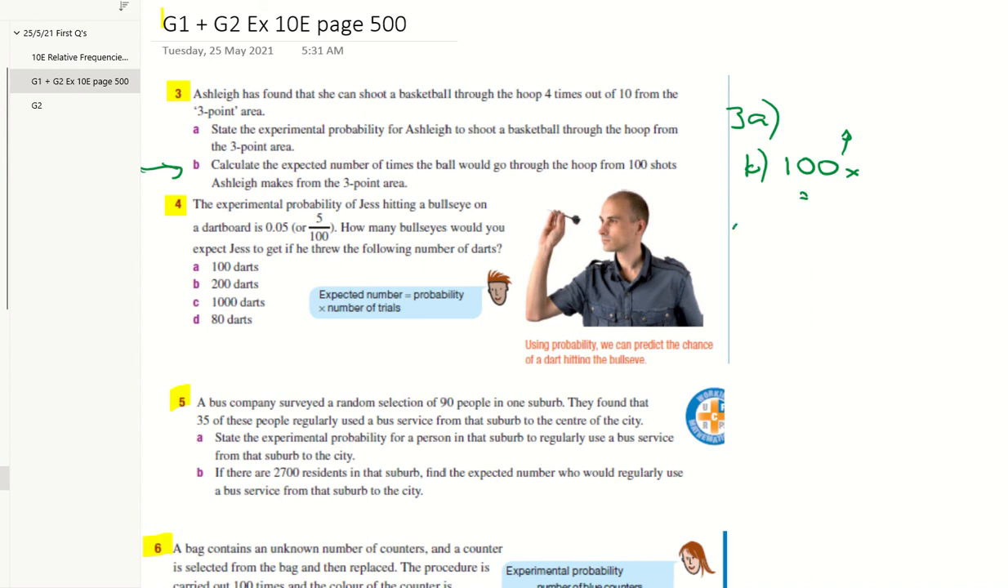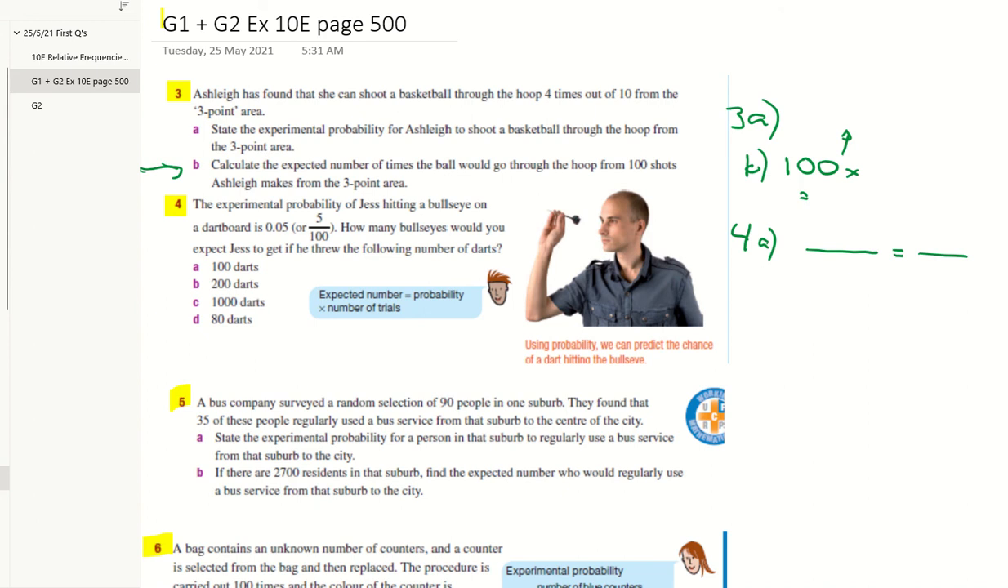Okay, so the next question, 4. What it's asking you to do, it's saying the experimental probability of Jess hitting a bullseye on a dartboard is 5 for every 100 times she throws it. So put that down as a fraction, 5 out of 100. Put your 100 on the bottom, your 5 on the top. Put your equal sign in your calculator, and write over here what the simplified fraction is.